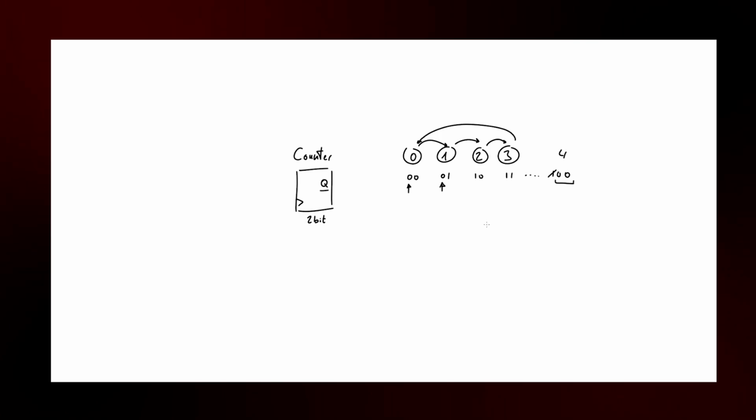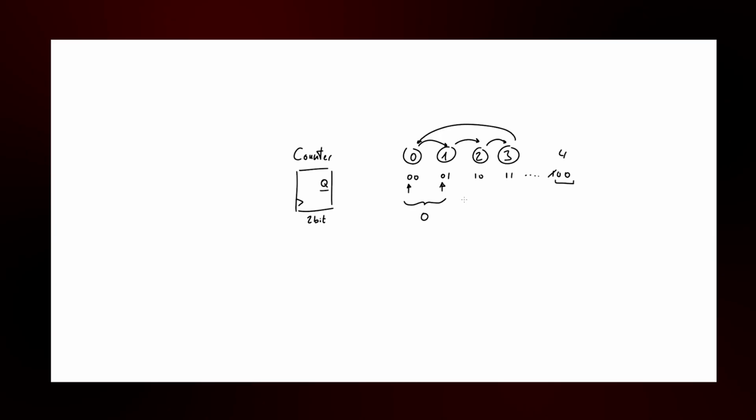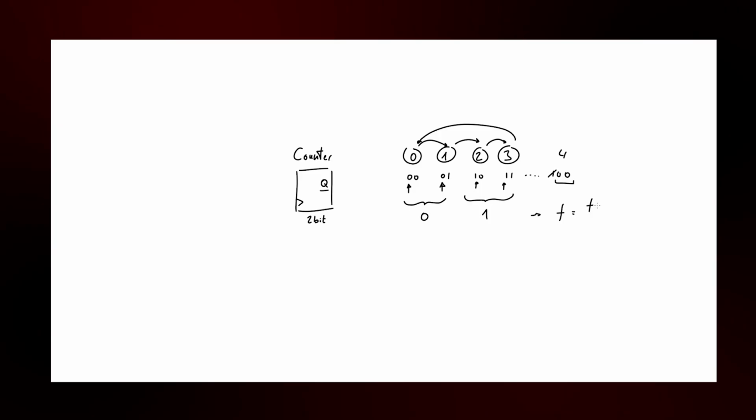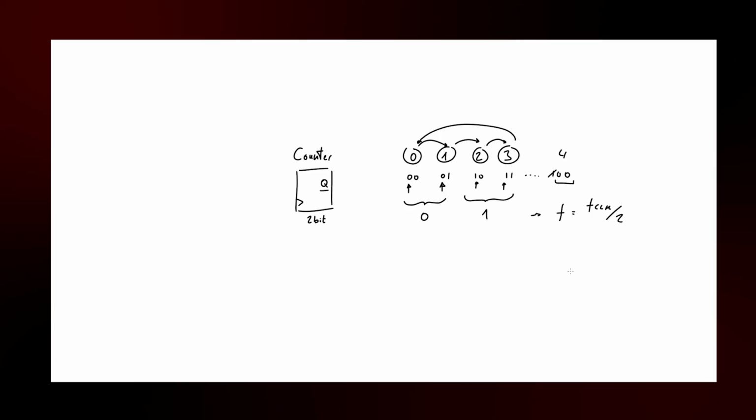In this example, let's take a look at the second bit, the most significant bit. We can see that in states 0 and 1, this most significant bit remains at 0, and in states 2 and 3, this bit is 1. So during 2 clock cycles, this line will be 0, and for another 2 clocks, the line will be 1. We have taken the initial frequency, and we have divided it by 2. In other words, the frequency of this line would be half of the original clock frequency.